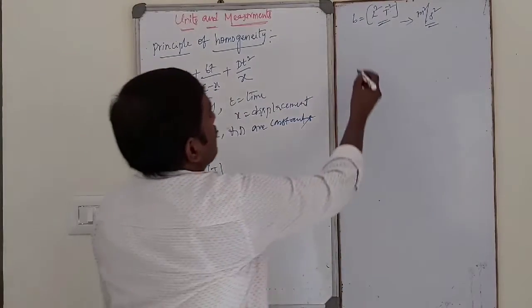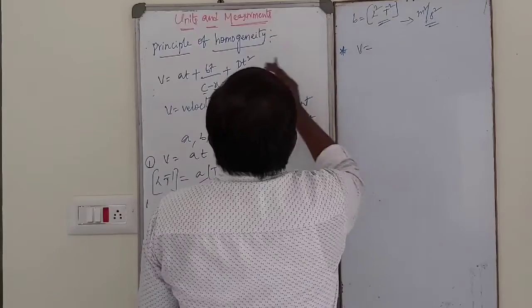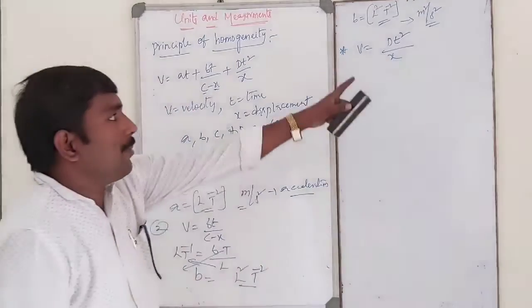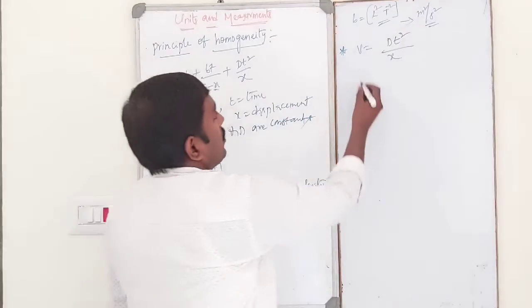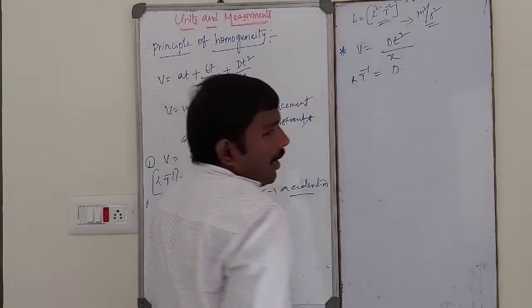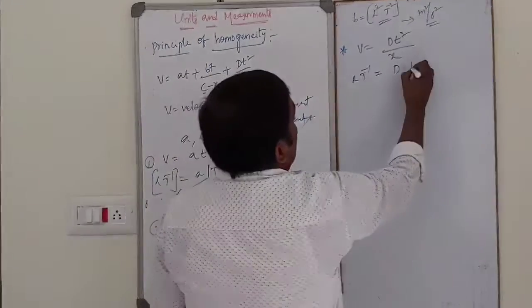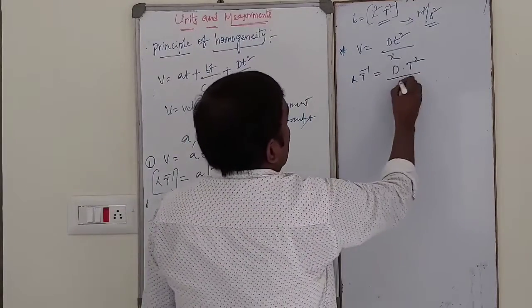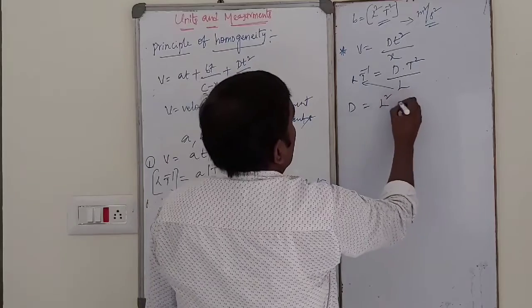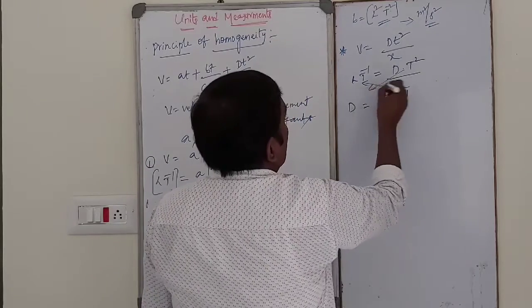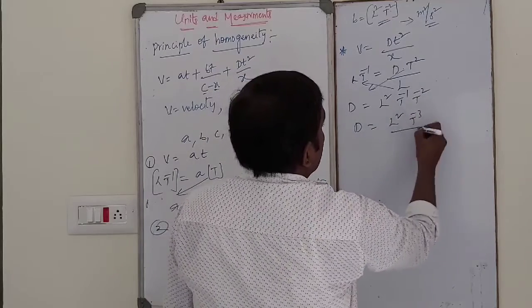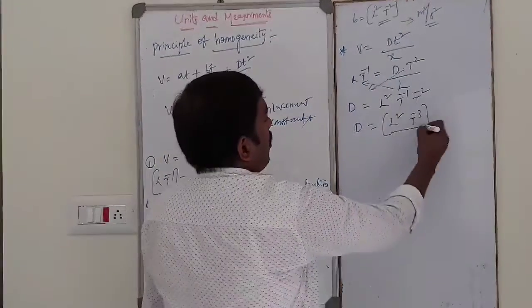Another one: velocity is equal to dt square divided by x, where d is the constant, t is the time factor, and x is the distance. So the velocity dimensional formula LT^-1 is equal to dt square. The dimensional formula for t square is T^2, divided by x, which is L. So on cross multiplication, d is equal to L^2 T^-3. This is the dimensional formula for the constant d.